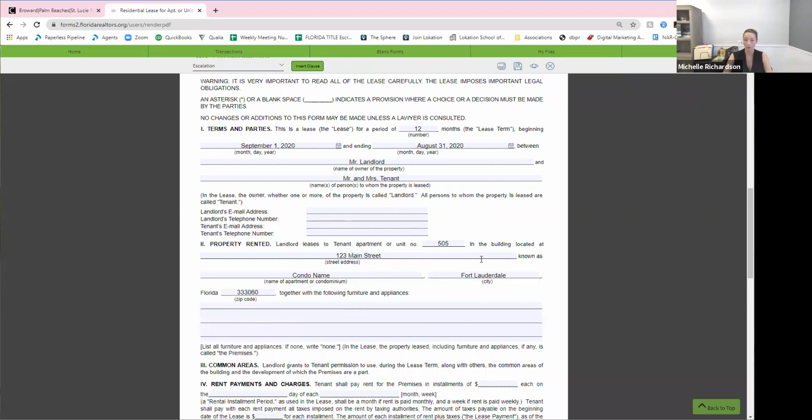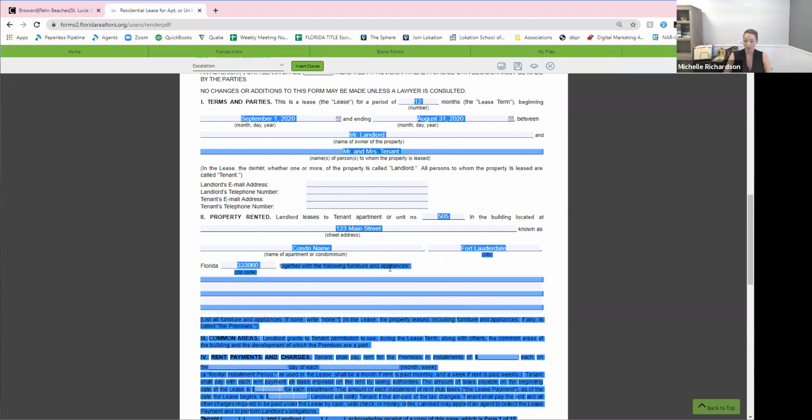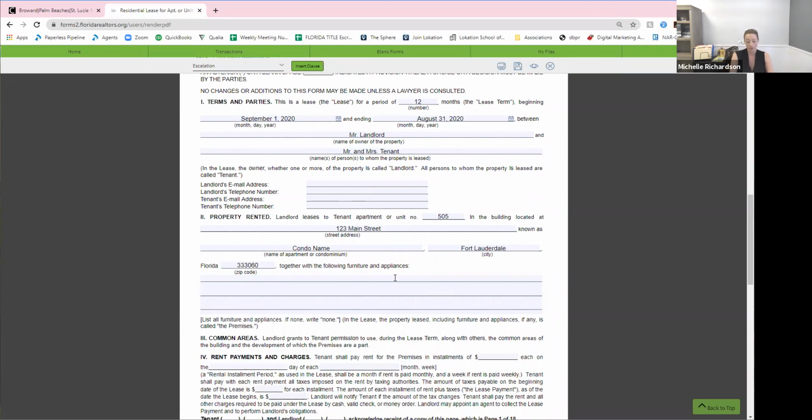So you see it's all spaced out here. They didn't just put it all on one line. And then it says here, together with the following furniture and appliances. So if there's a fridge, stove, microwave, dishwasher, washer and dryer, you would put that information in there.